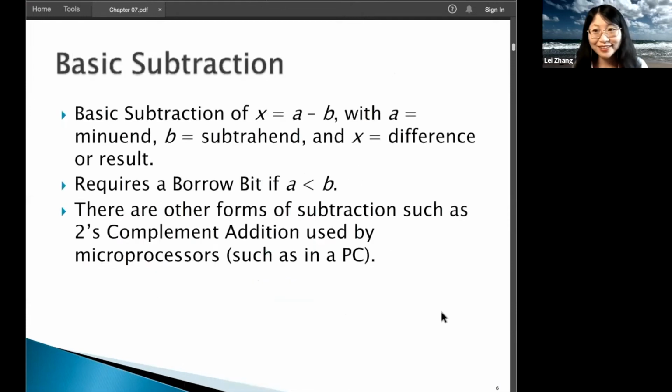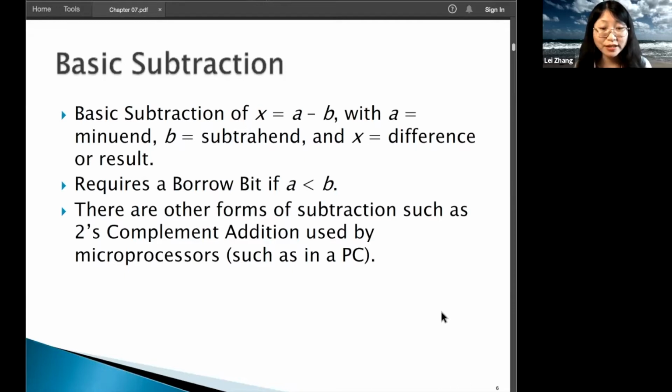So that's addition. Let's have a look at subtraction. Basic subtraction, we know, is x equals a minus b, with a as the minuend, b as the subtrahend, and x as the difference. It will require a borrow bit if a is less than b.